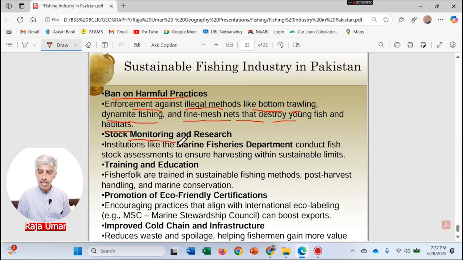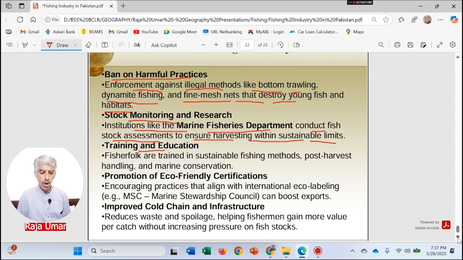So, stock monitoring and research: institutions like the Marine Fisheries Department of Sindh and Balochistan conduct fish stock assessments to ensure harvesting within sustainable limits. Then training and education. As you know, if the fishermen or the fish farmers are trained well enough, that would lead to better fish development. Fisher folk are trained in sustainable fishing methods, post harvest handling, and marine conservation. If they are trained well in these fields, the fisheries department would definitely benefit, not only the fishermen or the fish farmers, but the country and the economy of Pakistan as well.